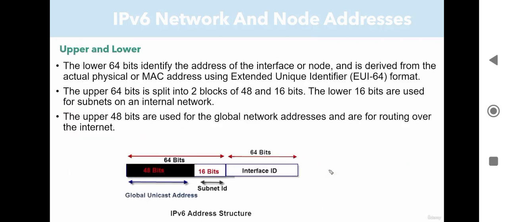The lower 64 bits identify the addresses of the interfaces or the nodes, and it's derived from the actual physical or MAC address using the extended unique identifier, or the EUI-64 format. The upper 64 bits is split into two blocks, one of 48 bits and one of 16 bits. The lower 16 bits is used for subnetting, and if you haven't gone across subnetting, we'll go over that in some more videos afterwards. The upper 48 bits are used for the global network address, and they're basically used for routing over the internet.